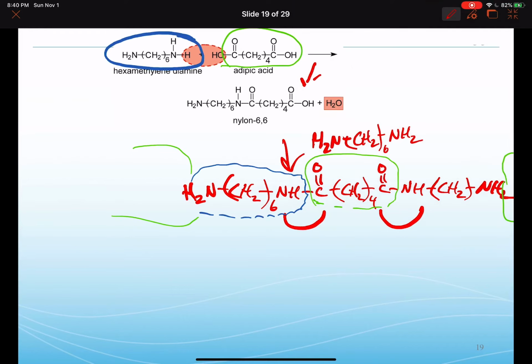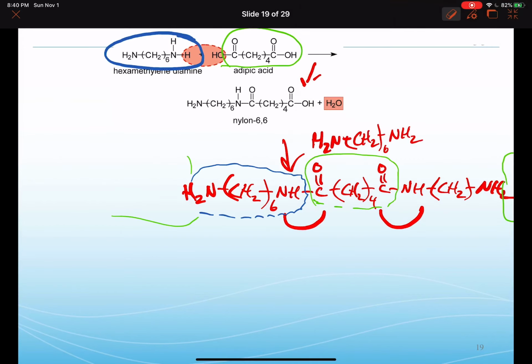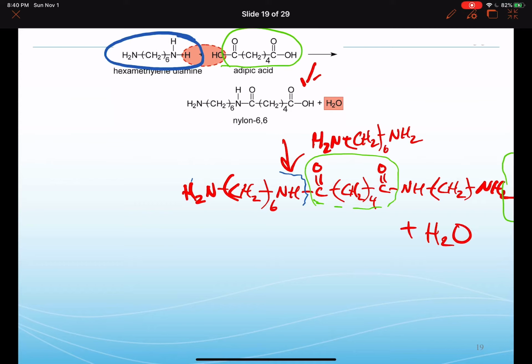We saw on the previous slide that for every amide group that was made, we eliminated one water molecule. So we better show that here for completion. We'll show plus H2O to indicate the new one that we've made, given that new amide group that's formed.